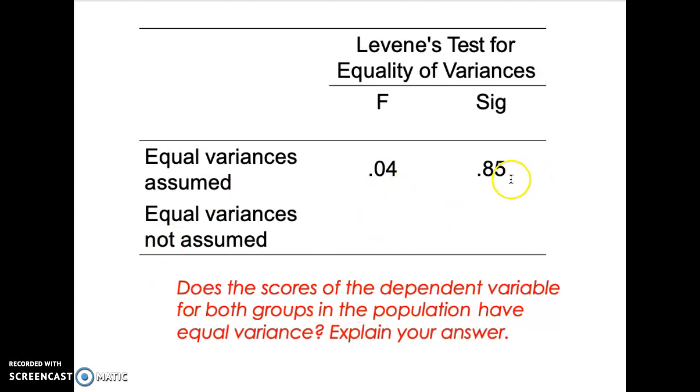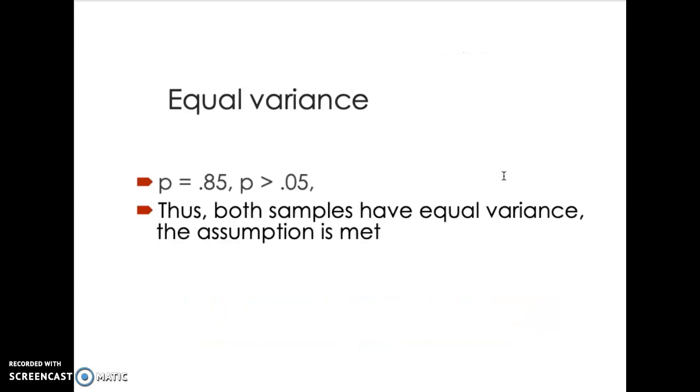First, you need to look at Levene's test for equality of variances. If the p-value is more than 0.05, it shows that the population have equal variance. If it's less than 0.05, the population do not have equal variance. Since p is 0.85, which is more than 0.05, we say that both samples have equal variances and the assumption is met.